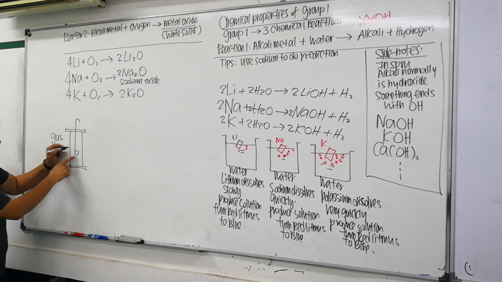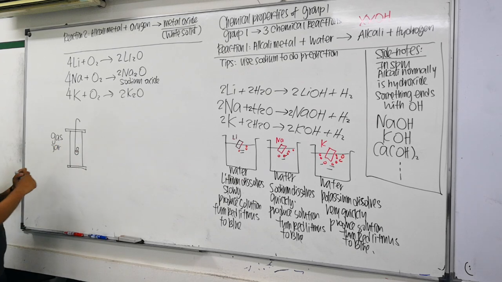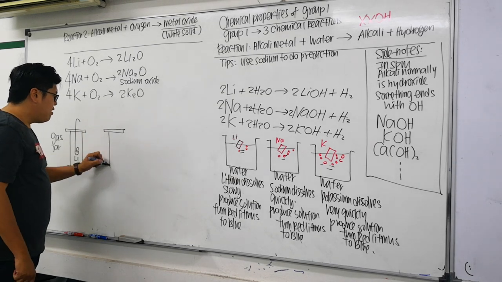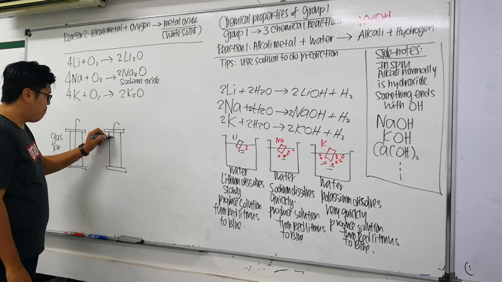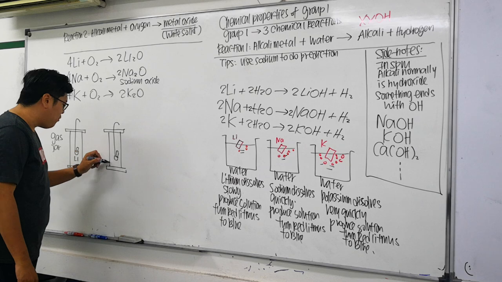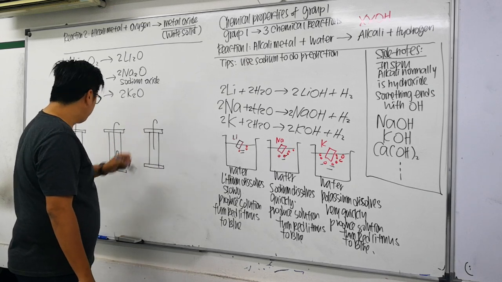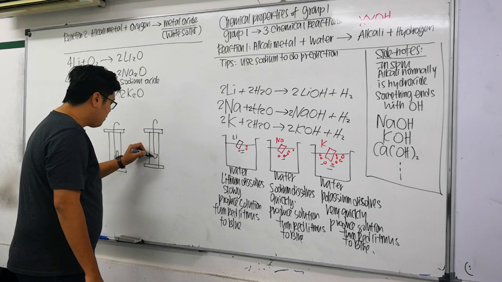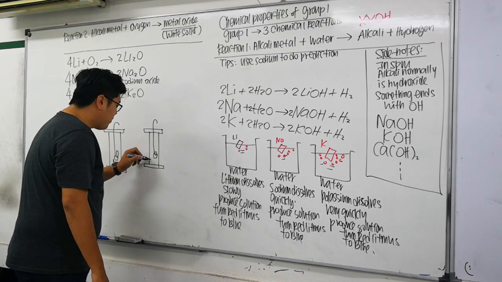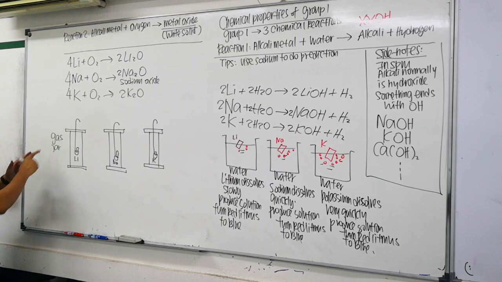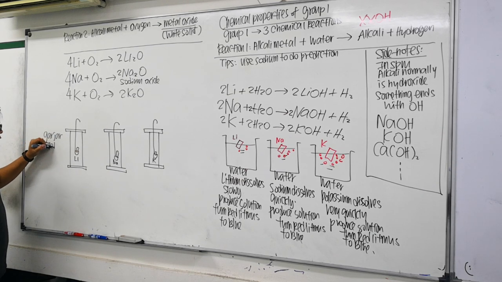On top here, you put a small tiny piece of alkali metal. Let's say this alkali metal is lithium. You do the same thing for sodium, and the last one, you put in a piece of potassium. Okay, now you have these three set up. You want to burn them, and all these gas jars are filled up with oxygen gas.